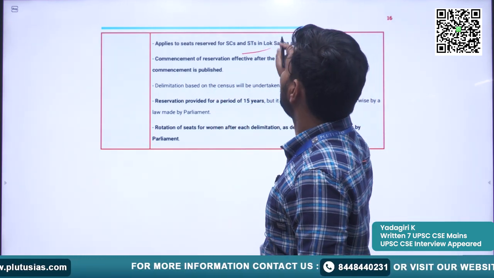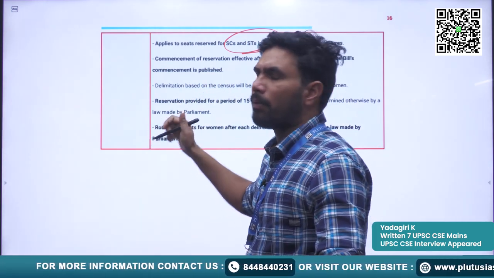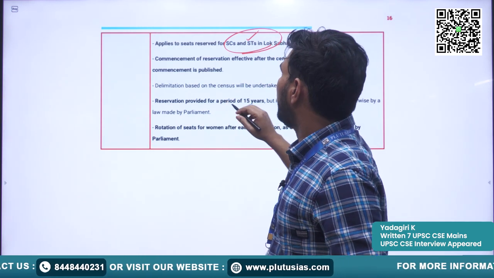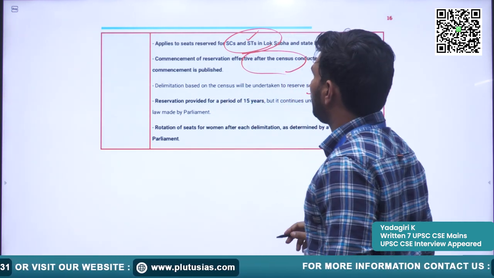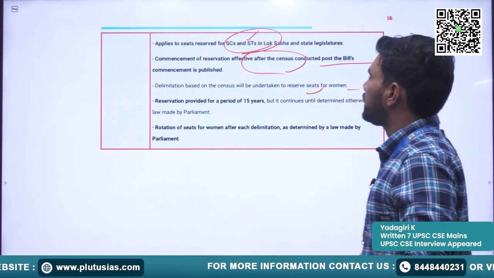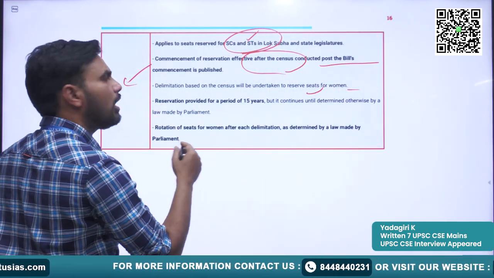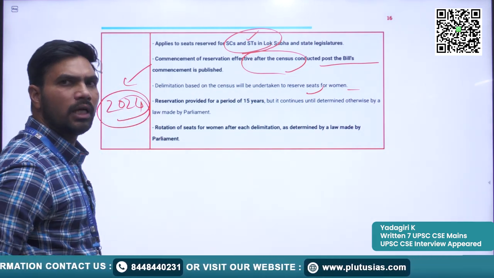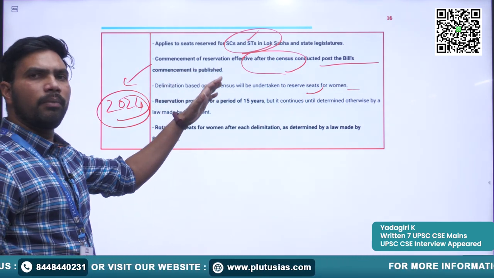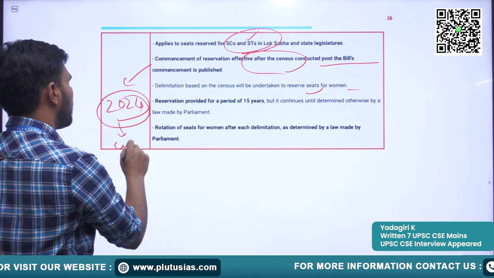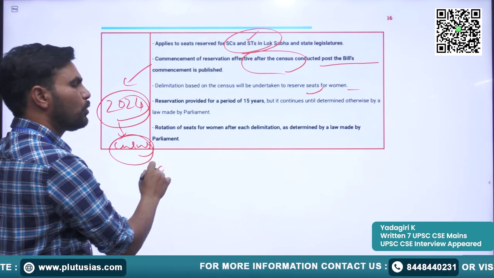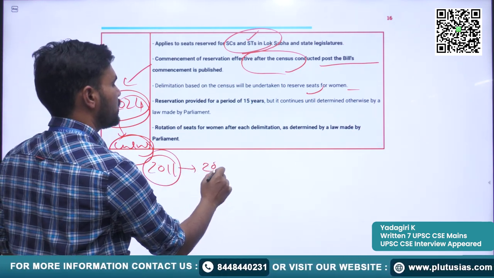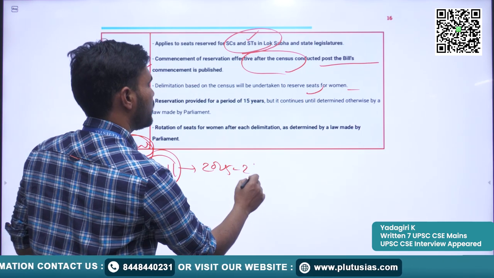So basically, the particular amendment reservation applies to SCs and STs also. So there is a quota in the quota. Right. So commencement of reservation will be effective after the census. So what happens is, the reservations to women will not apply in the 2024 general elections, because the reservations will come into vogue once the census is conducted. Due to COVID, the census was not conducted in 2011.